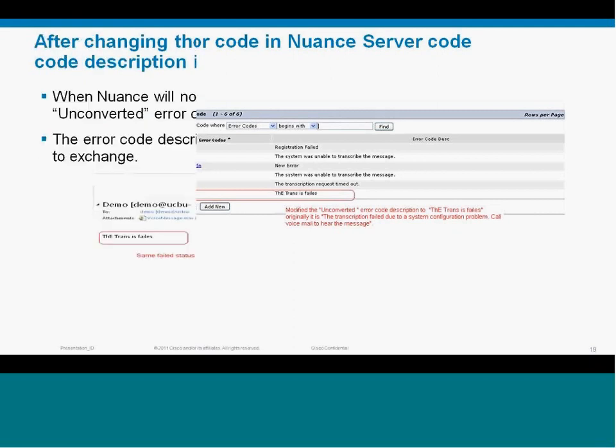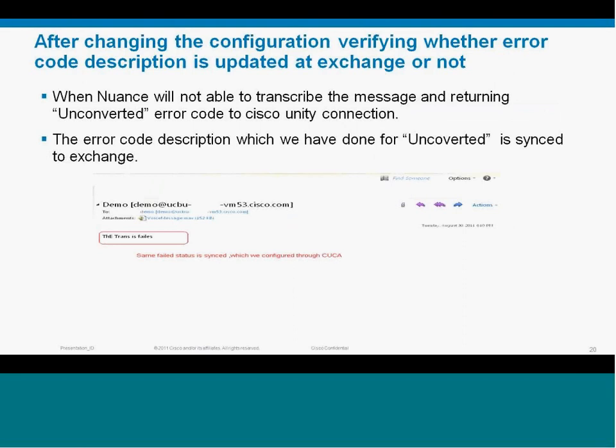So moving on to the next slide. After changing the configuration, we verify whether the error code descriptor is updated at Exchange or not. When Nuance is not able to transcribe the message and returns the unconverted error code to Cisco Unity Connection, the error code description which we have set for unconverted is synced to Exchange. So here we can see "transit failed" is updated at the Exchange side. The same failed status is seen when we configure through CUCA.